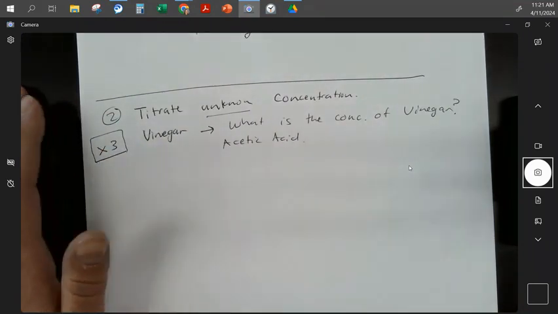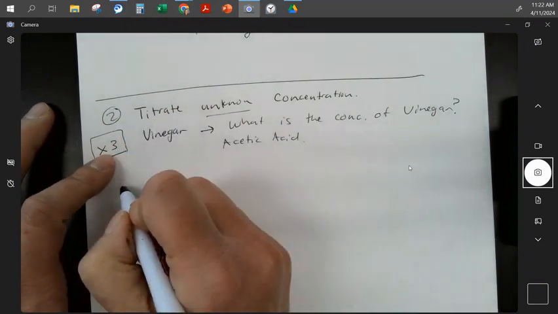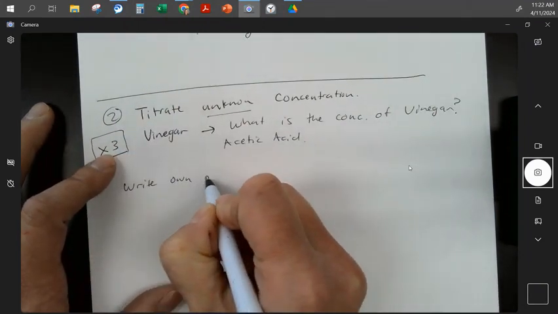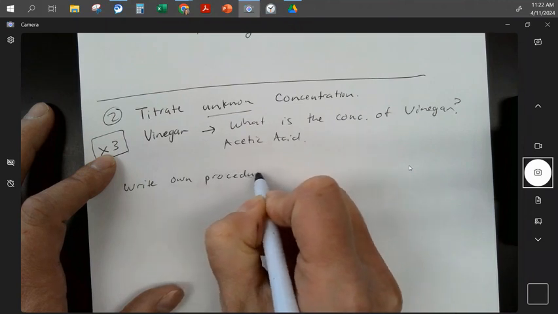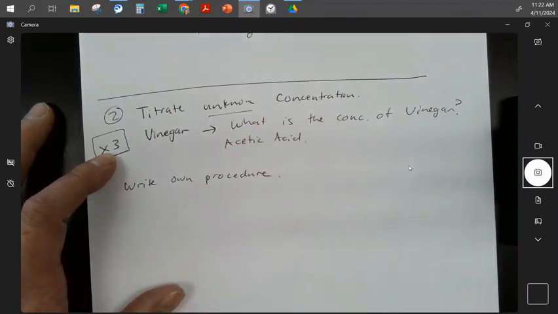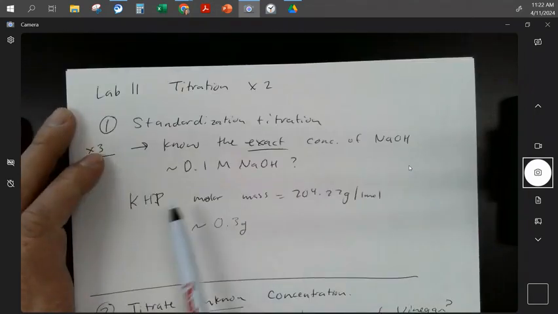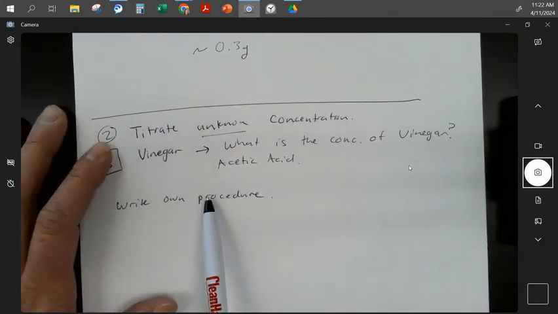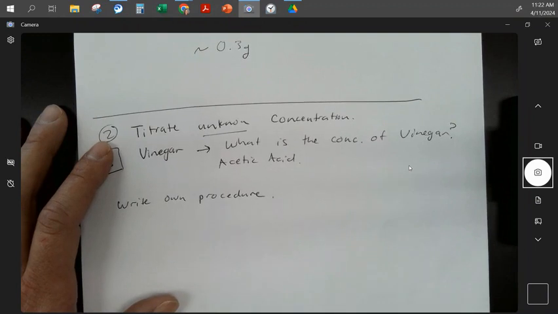We're just trying to be consistent and get a good value. Okay. All right, for part 2, you have to write your own procedure. So maybe take some notes. I'm going to show you how to titrate. I think this one, you have the instructions. You can figure this one out. I'm going to show you how to titrate vinegar. I would take some notes. That's why this stuff is up here. Take some notes so that you can be ready to write your own procedure.